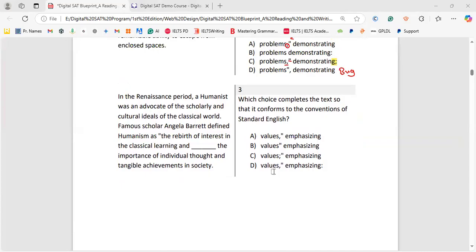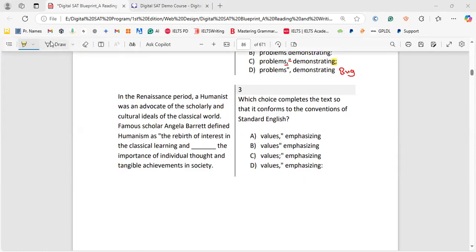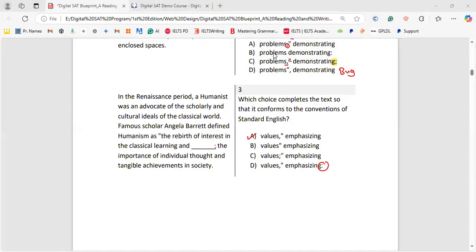A. Exactly. It is A. Yes. Somebody sent D. Actually, D is wrong because of the colons here. Emphasizing the, there's no need to add any colons here. Adding colons here is wrong. Okay.